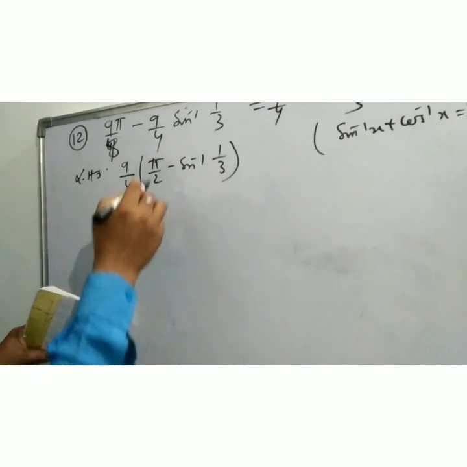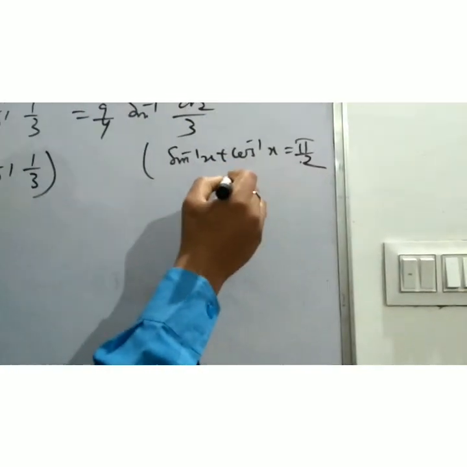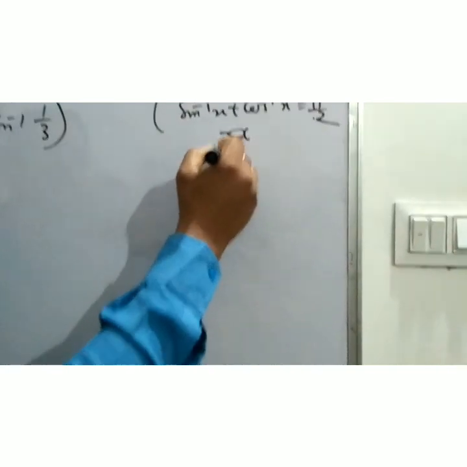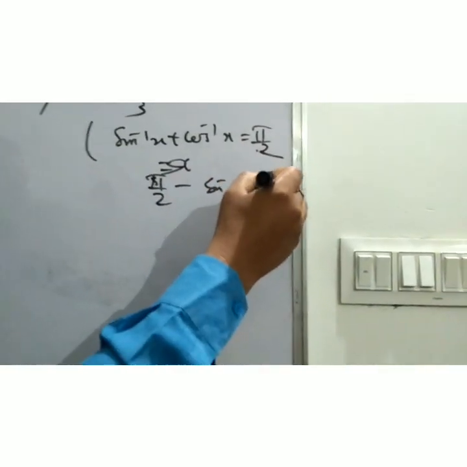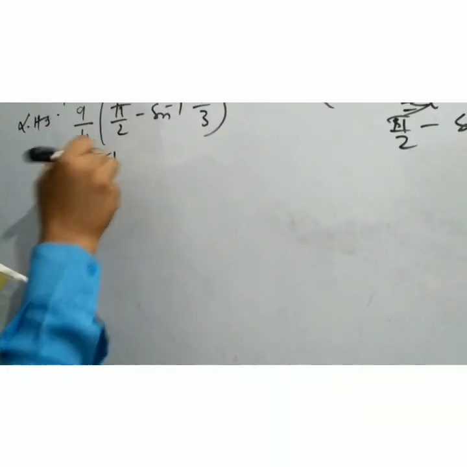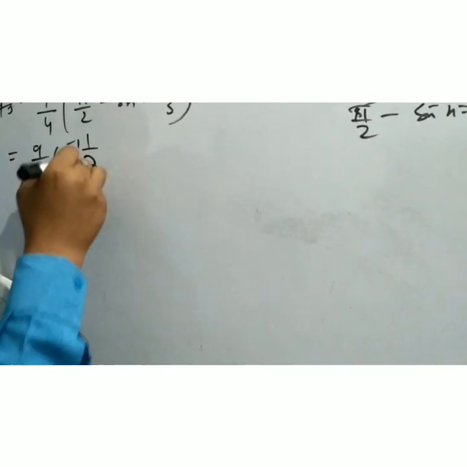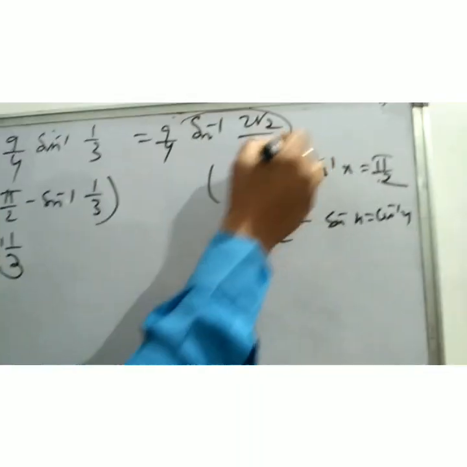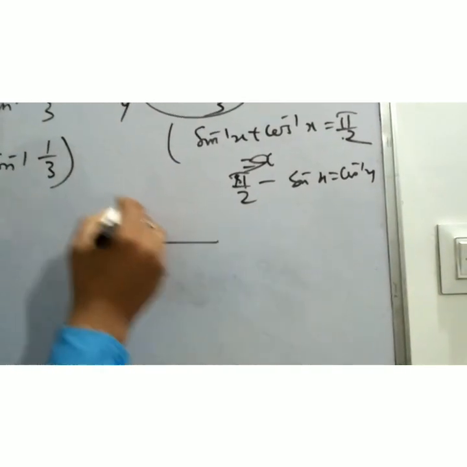So pi by 2 minus sine inverse x is equal to cos inverse x. So this result will be 9 by 4 cos inverse 1 by 3. So my proof is in terms of sine inverse, and you can use the help of the geometrical process also.